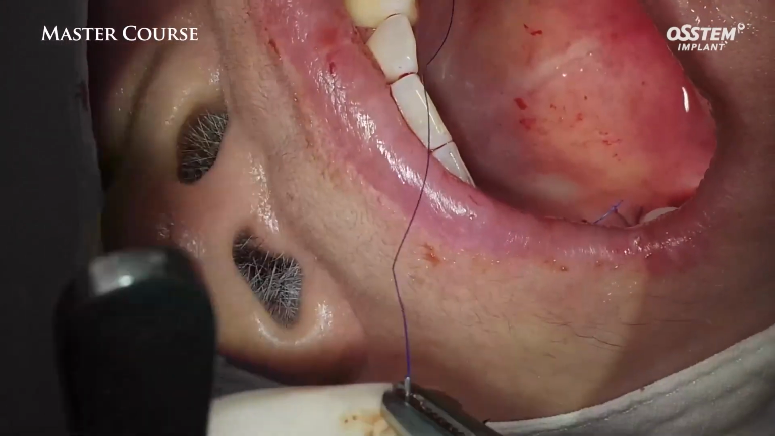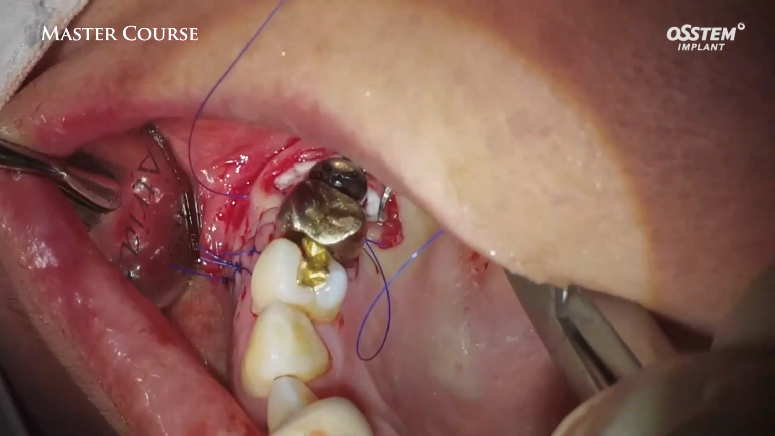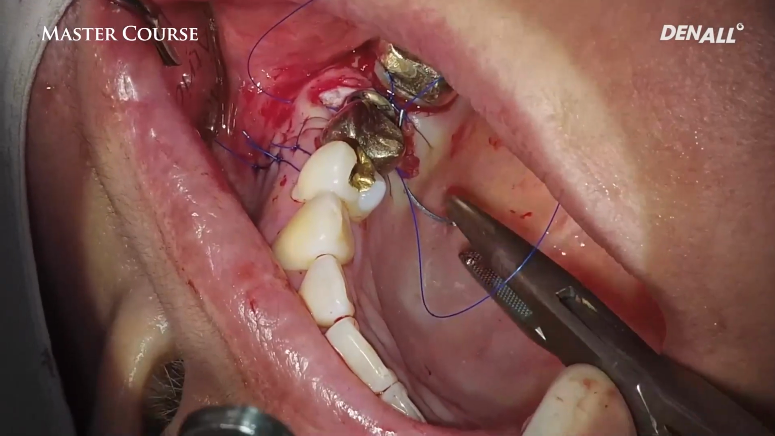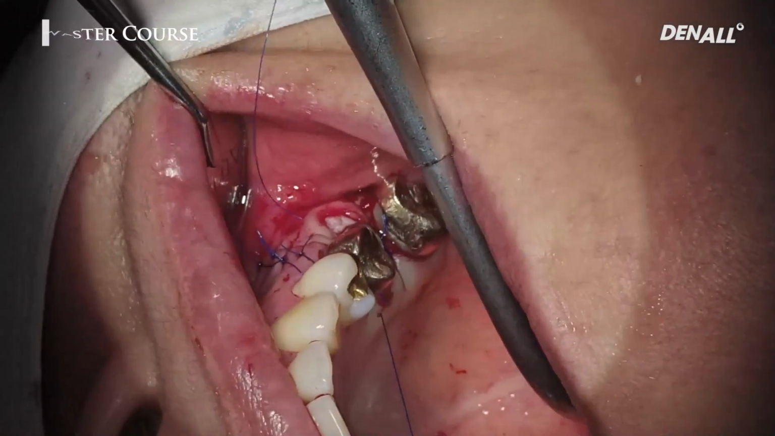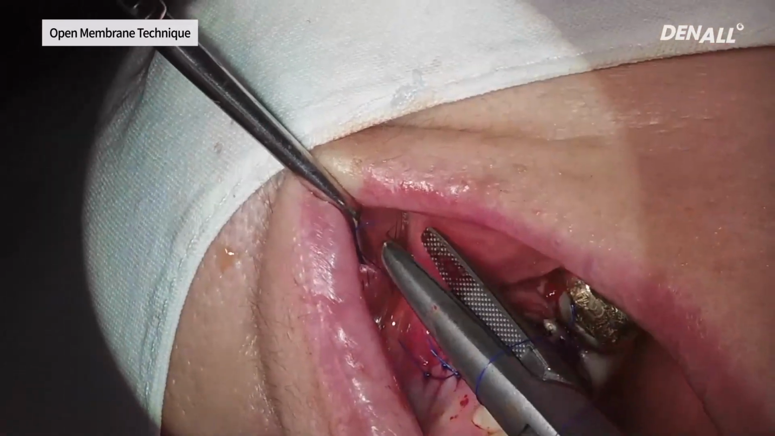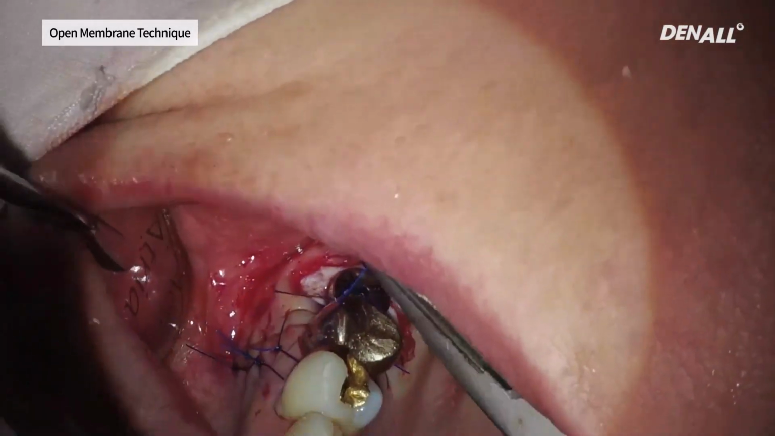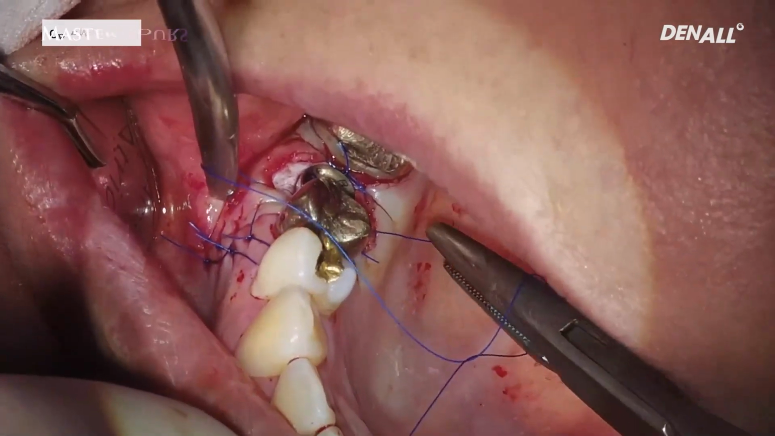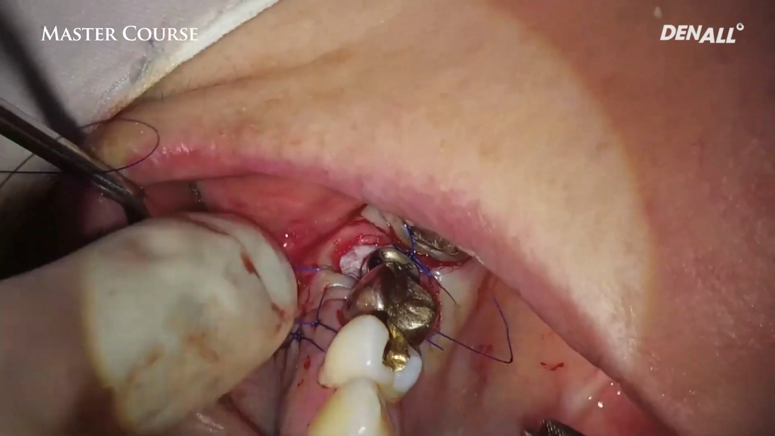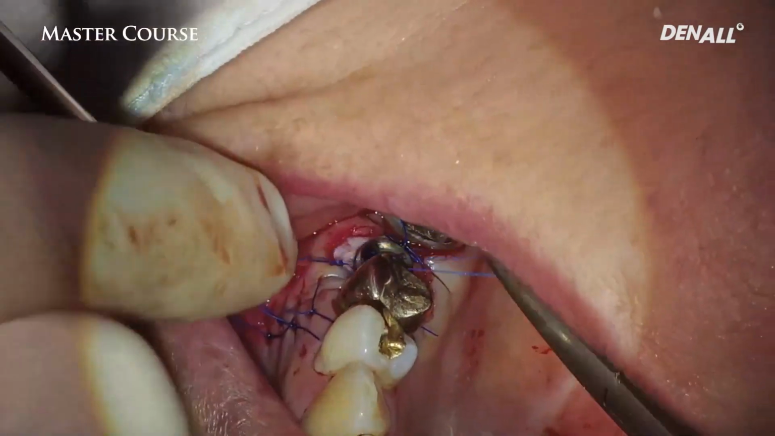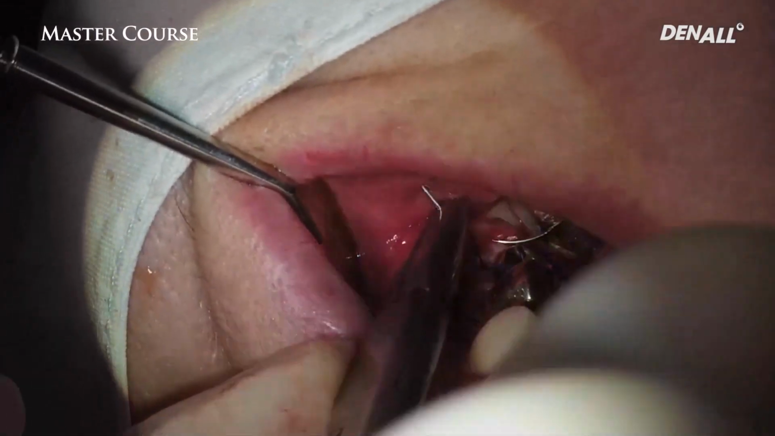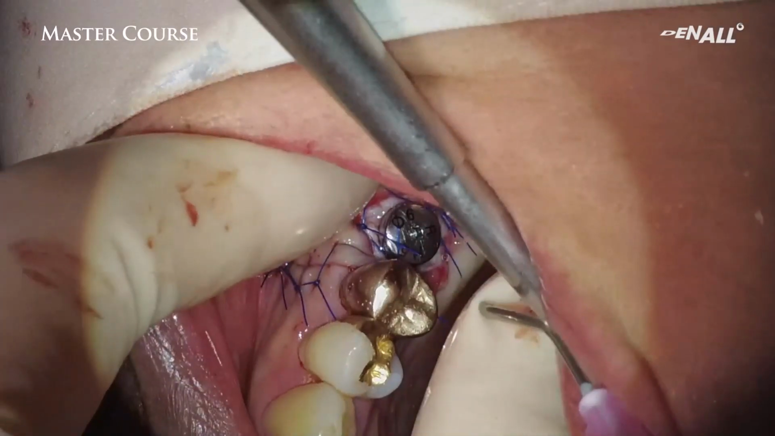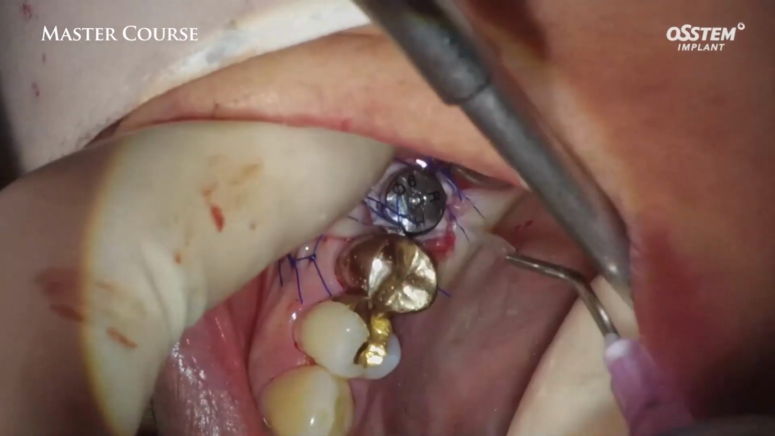In this state, suture is done once or twice more, so I tried to reduce the extent of exposure. Because it is open membrane technique, you may think that it doesn't really matter if it's open. We need to try to reduce the amount of exposure for overall prognosis. I try to avoid tension. I did tension-free suture to reduce the extent of exposure.